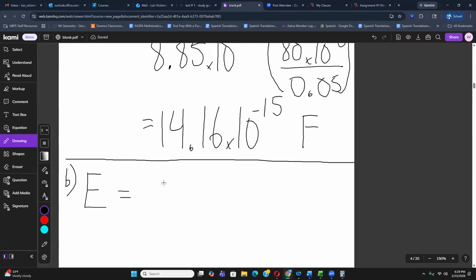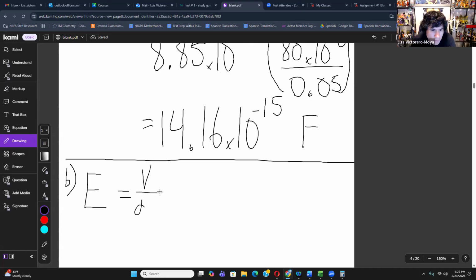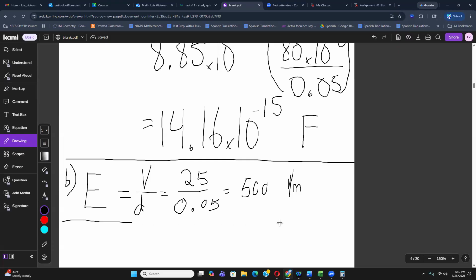Delta V divided by D? Yeah, or V over D, right? We don't worry about the negative in this case. So 25 over 0.05, which I believe is 500 volts per meter, right? Yes, 500 volts per meter.